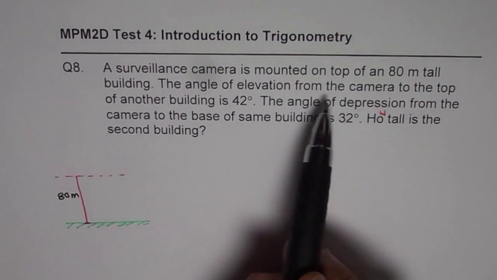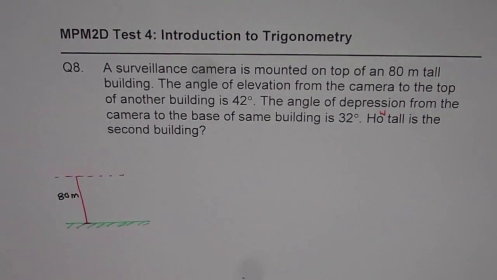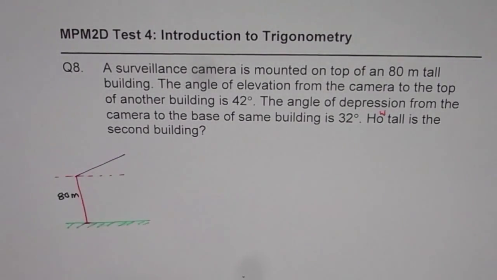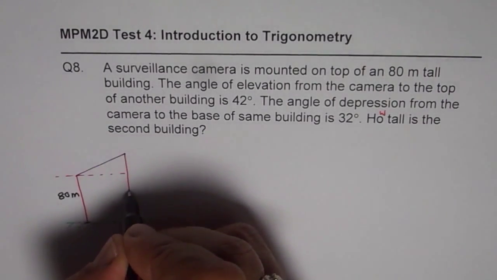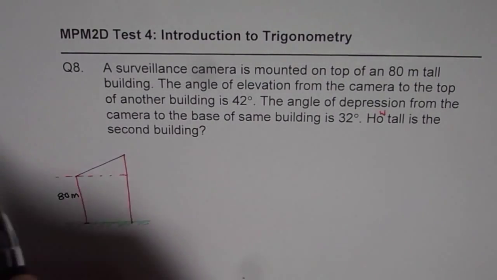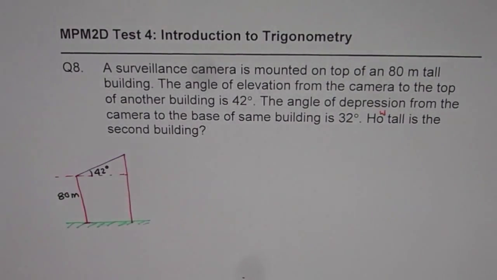The angle of elevation from the camera to the top of another building is 42 degrees. So from here, if I make an angle of elevation of 42 degrees, I can see the top of another building. That is how the question is designed, right? So we have 42 degrees right there. That's the angle of elevation. Angle of elevation is always measured with the horizontal.